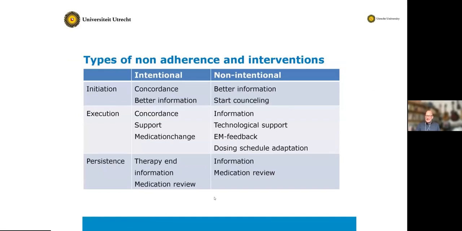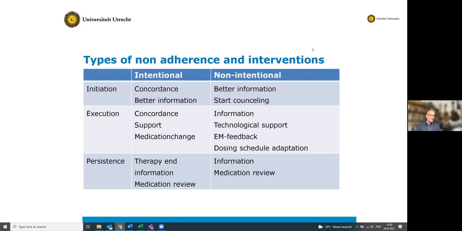I've again listed some types of interventions, and also tried to put them into the different aspects of adherence. So is it about starting the medication? Is it about executing the dosing regimen, so not forgetting to take your medication? Is it about using your medication for longer periods of time, so persistence? And is the non-adherence intentional or non-intentional? So it depends on why people are not using their medication, and how you want to intervene about it.